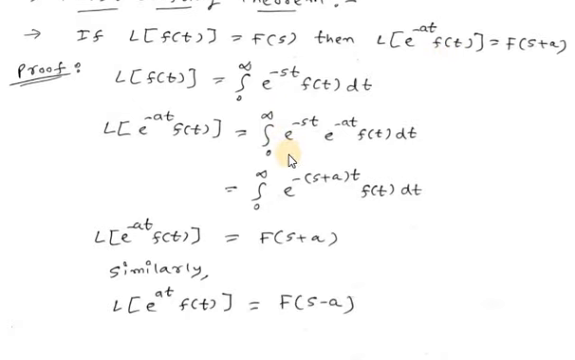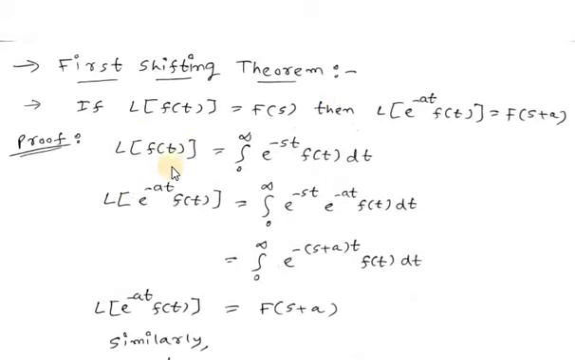Now we will see first of all the proof of the first shifting theorem with the help of the fundamental definition of Laplace transform. So Laplace of f of t equals integration from 0 to infinity e raised to minus st f of t dt, and we have to find the Laplace transform of e raised to minus at f of t. So we just replace f of t by e raised to minus at f of t. This equals integration from 0 to infinity e raised to minus st, and e raised to minus at into f of t dt. Now e raised to minus st into e raised to minus at becomes e raised to minus of s plus a t into f of t dt.